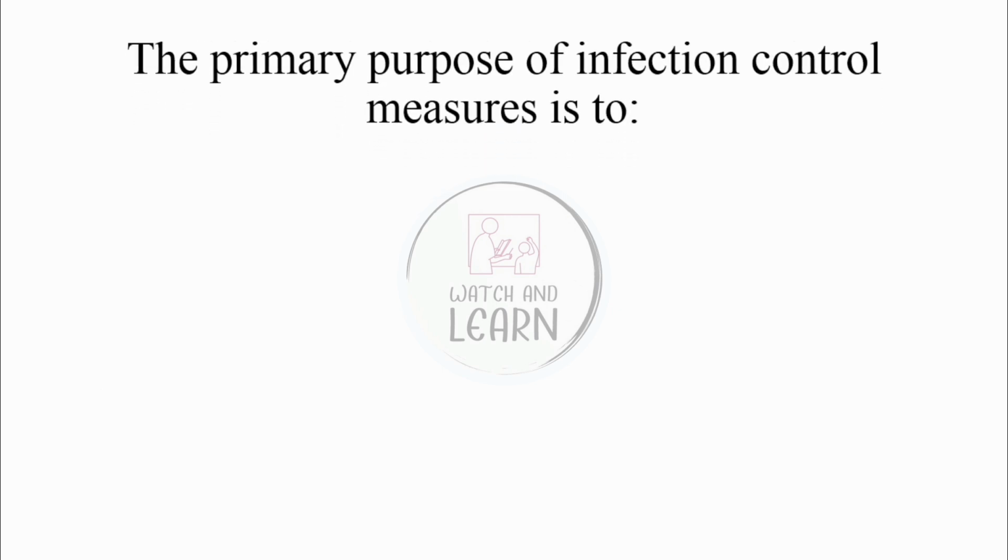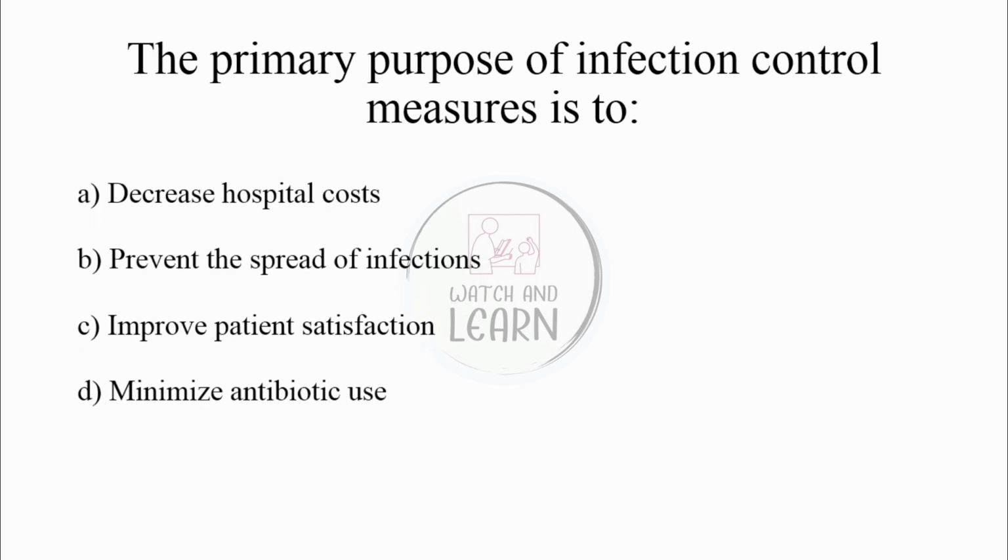The primary purpose of infection control measures is to: options are option A decrease hospital cost, option B prevent the spread of infections, option C improve patient satisfaction, option D minimize antibiotic use. The right answer is answer B prevent the spread of infections.